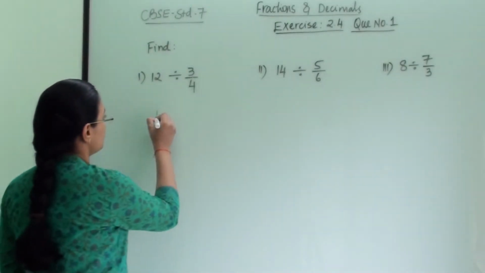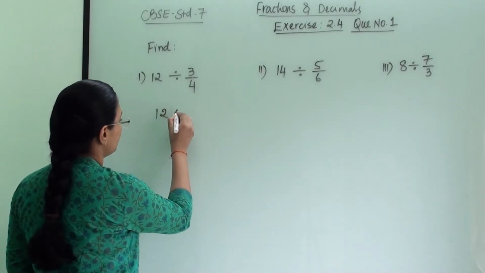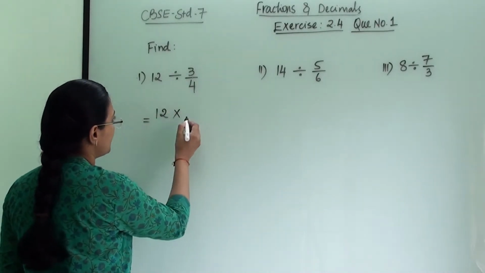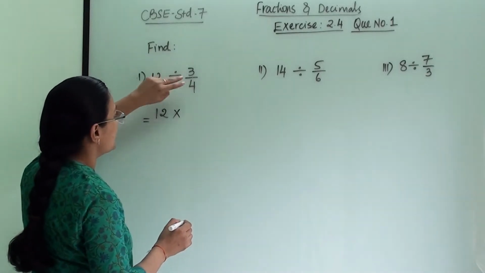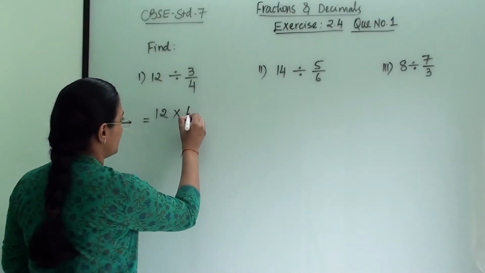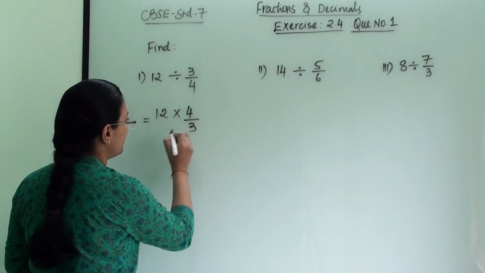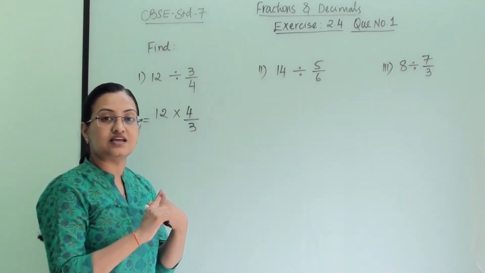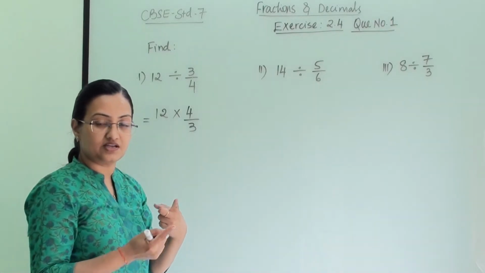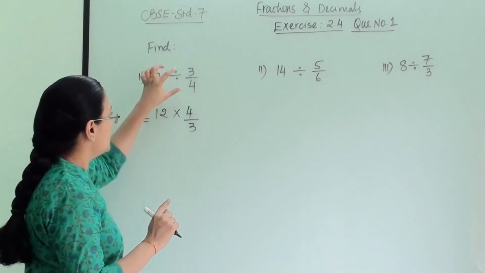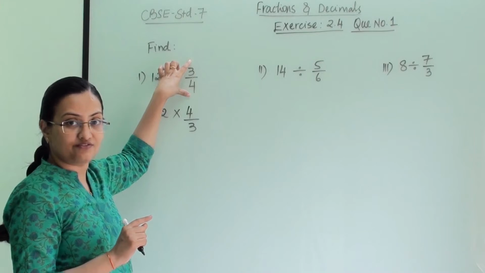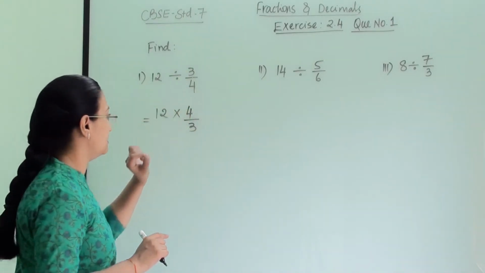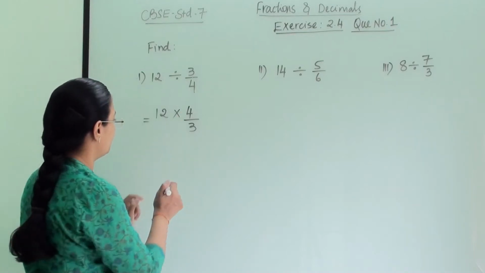So here 12 is our whole number. Then this division sign we will convert into multiplication, and then we will take the reciprocal of the number. So here we will get 4 by 3. What we have done? First thing, the division sign we have converted into multiplication sign, and second thing, the number that is there after division, that number's reciprocal we have taken here. So this is 4 by 3.